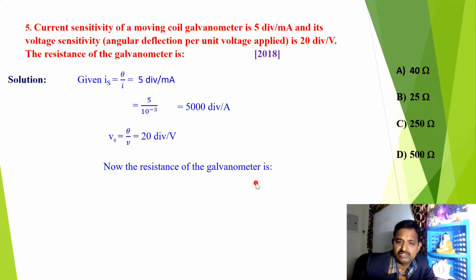Now we have to calculate the resistance of the galvanometer. That is R is equal to IS by Vs. Now I will substitute in the place of IS 5000 and in the place of Vs 20. Then I will get 250 ohm. So from the given options, option C is the answer, my dear. Now we will go for the next question.